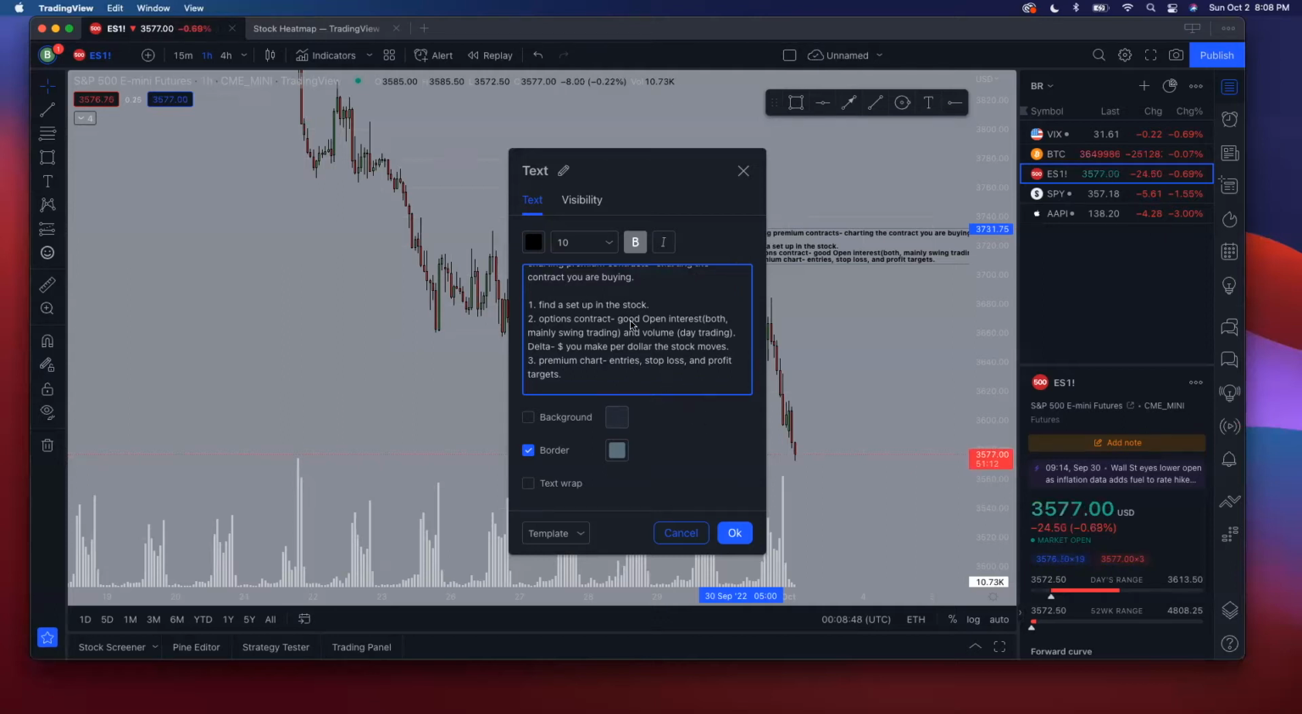So this is the whole step list, right? This is all you got to do. You got to find the setup, go to the options contract that has good stuff working in your favor, and then you're going to go to the premium chart, and you're going to just go over it. Basically, you're going to find support, resistance. You're going to chart it like a regular chart, and I'm going to put that here. Chart like a regular chart.